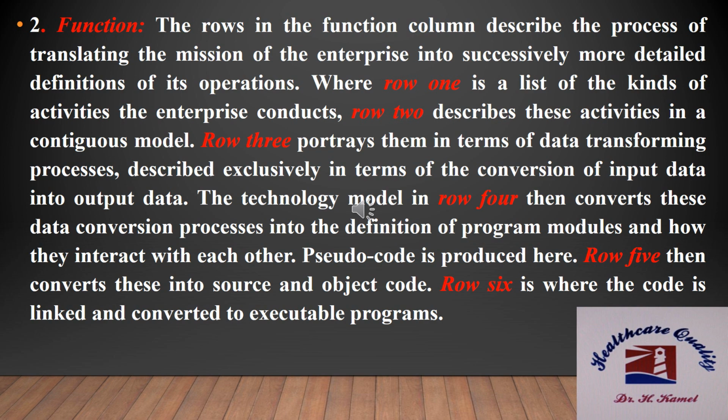Row 3 portrays them in terms of data transforming processes described exclusively in terms of the conversion of input data into output data. The technology model in row 4 then converts these data conversion processes into the definition of the program modules and how they interact with each other. Pseudocode is produced here. Row 5 then converts these into source and object code. Row 6 is where the code is linked and converted to executable programs.